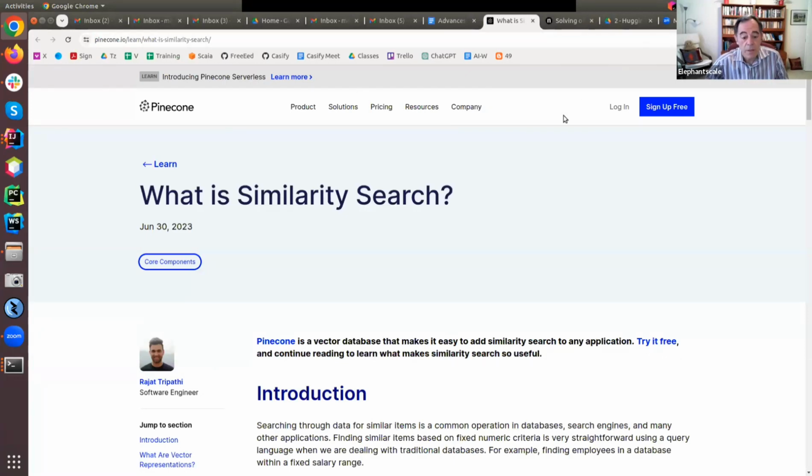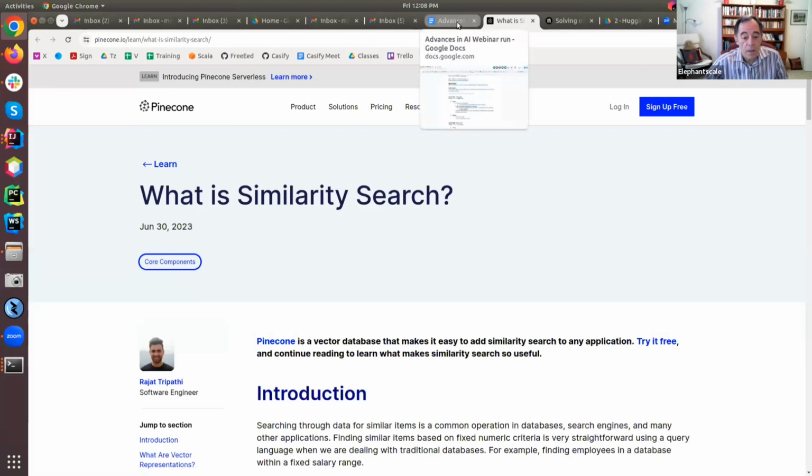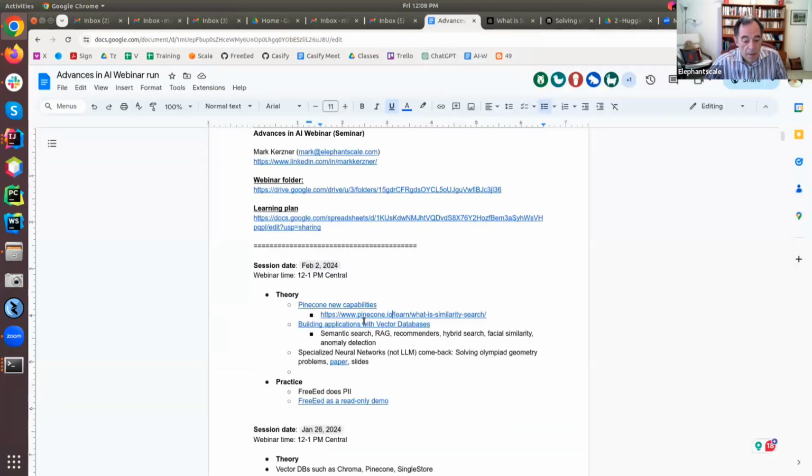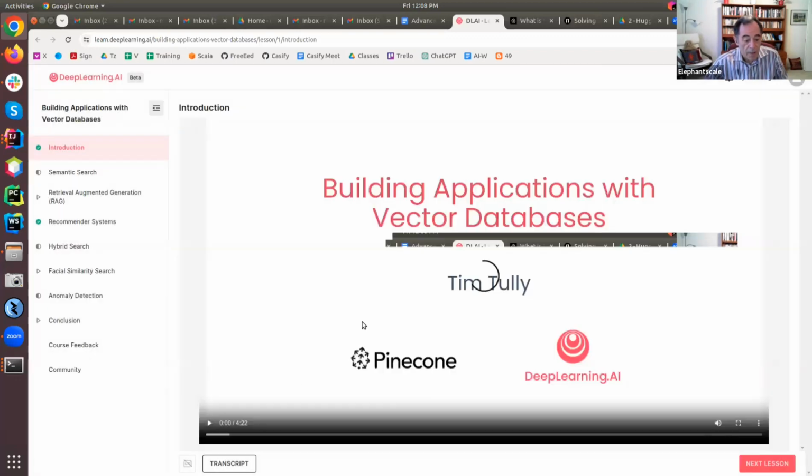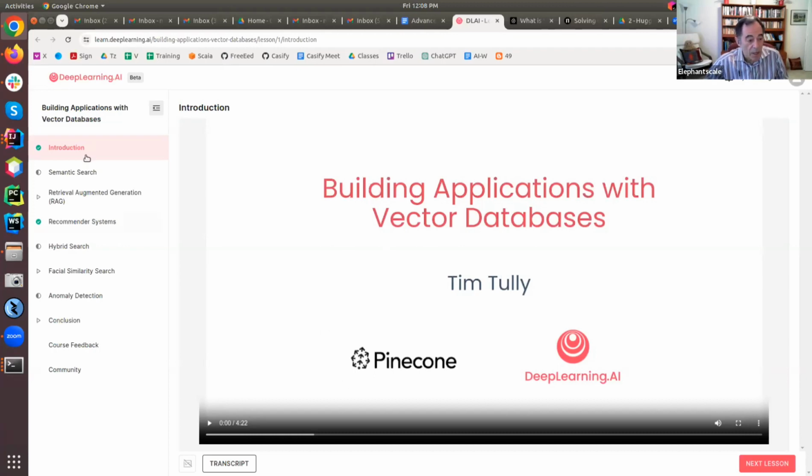Now moving that window. That's the one. That's the link. So I'm out of order. That's okay. Starting right here. That's the course. Now, that course is from Tim Tully, who is one of the honchos at Pinecone, a vector database, and we'll talk more about vector databases today. The course is under Andrew Ng. Therefore, let's start for a few minutes.